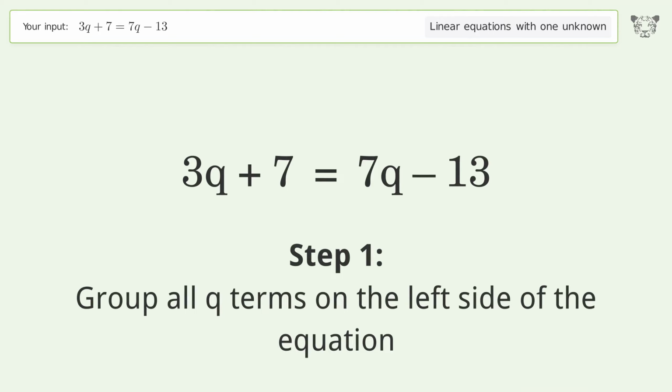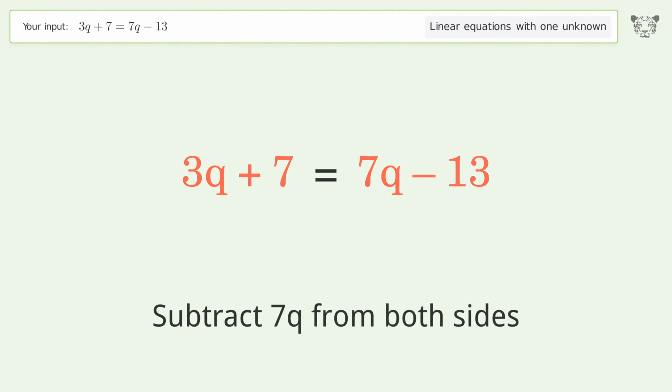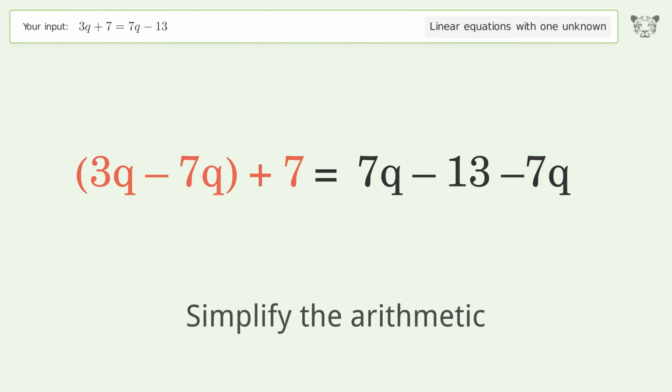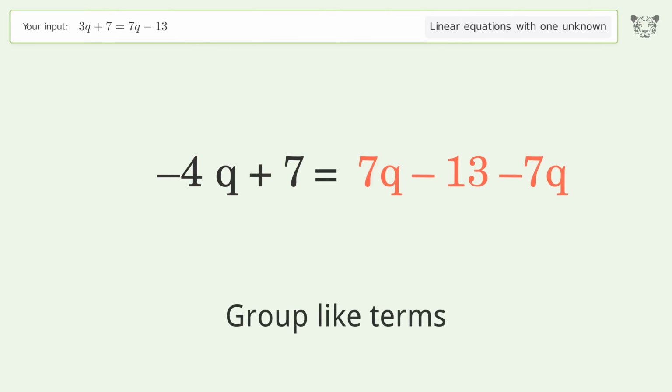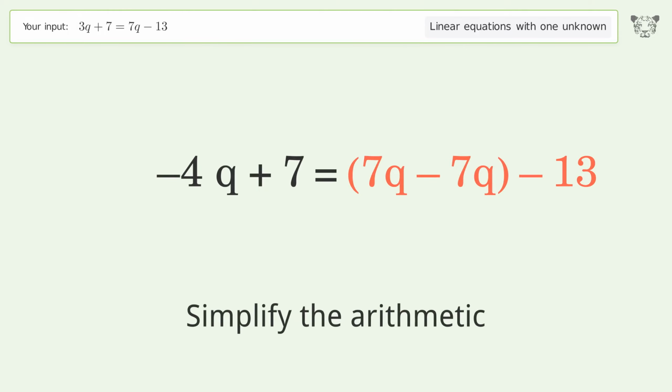Group all q terms on the left side of the equation. Subtract 7q from both sides. Group like terms. Simplify the arithmetic. Group like terms. Simplify the arithmetic.